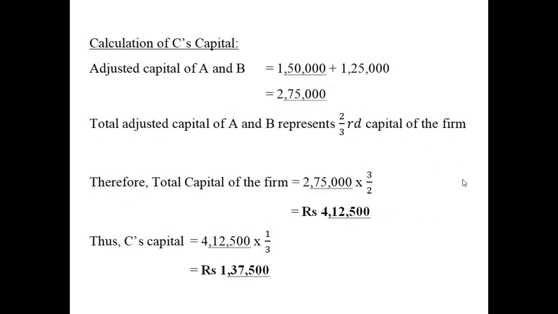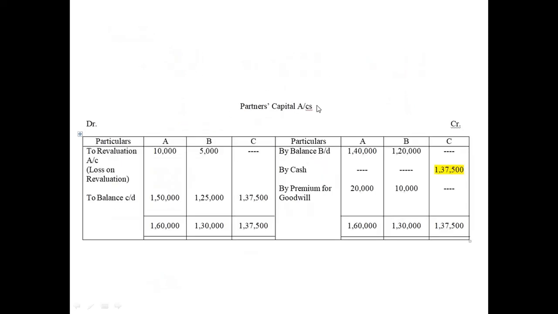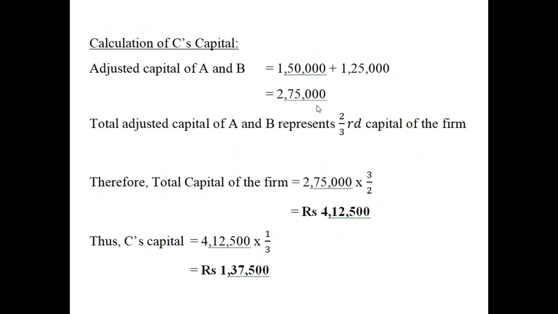You can see here, the adjusted capital of A and B is 1,50,000 and 1,25,000. So the total will be 2,75,000. Now C comes in for one third share, so the remaining part is two third. We have already done this in the new ratio also. This 2 by 3 is the remaining part, which represents the capital of old partners A and B.